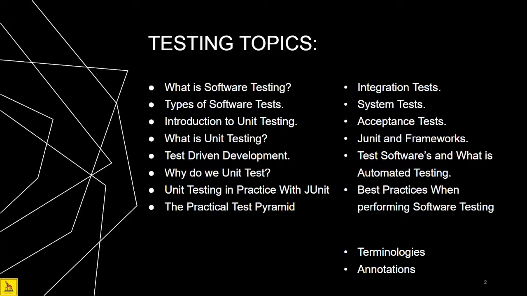We're going to look at what unit testing is in practice with JUnit. We're going to look at the practical test pyramid. We're going to look at what integration tests are, what system tests are, and what acceptance tests are. And we're going to look at what JUnit is and what frameworks can be used for testing. We're going to look at testing software and what automated testing is, and we're going to discuss best practices when performing software tests.